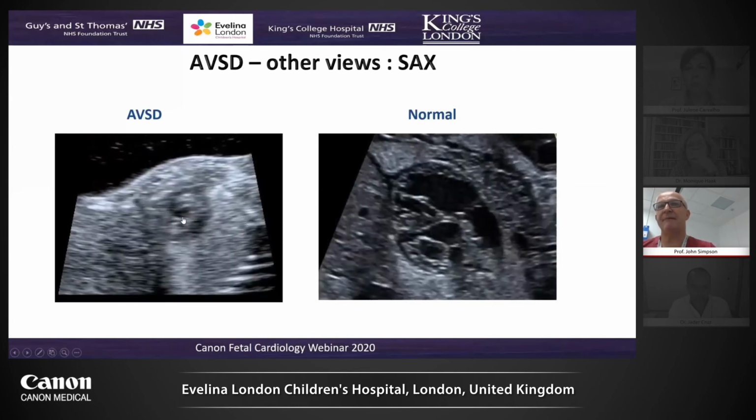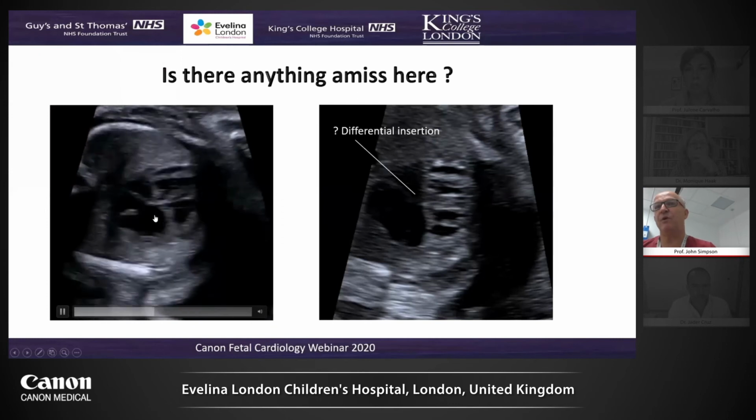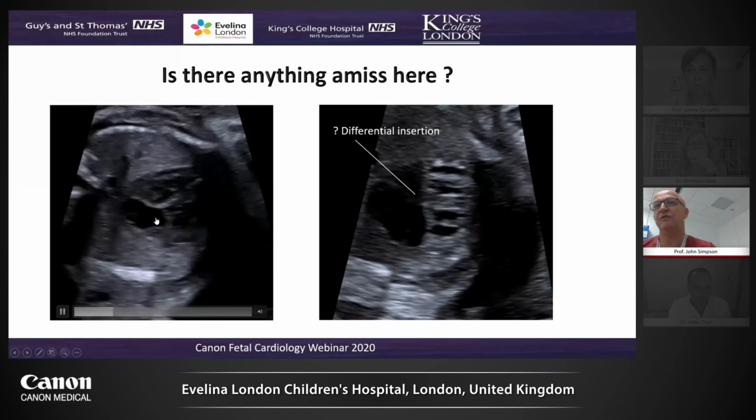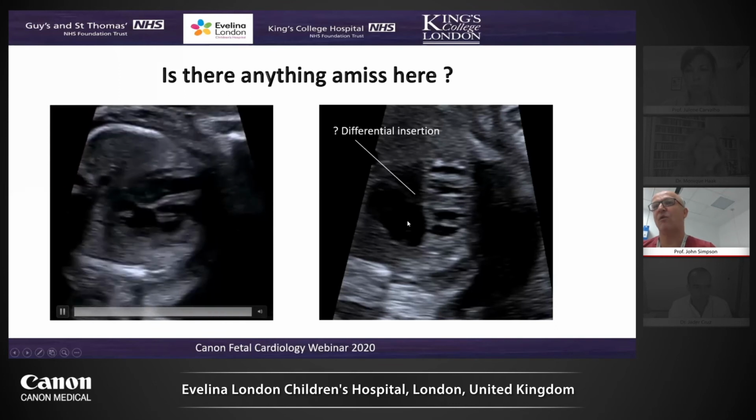If we look at this example here, I bet everyone in this audience would say this looks like a perfectly normal 4-chamber view. You don't see a ventricular septal defect. You see what looks like a primum septum, and you pass this as normal.